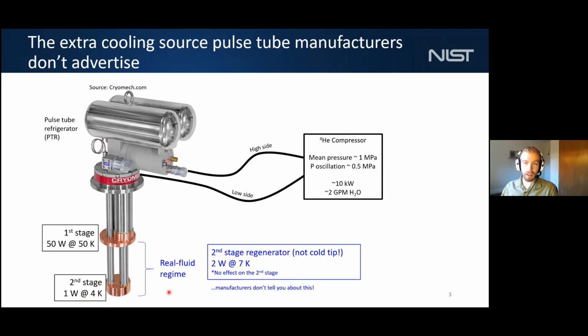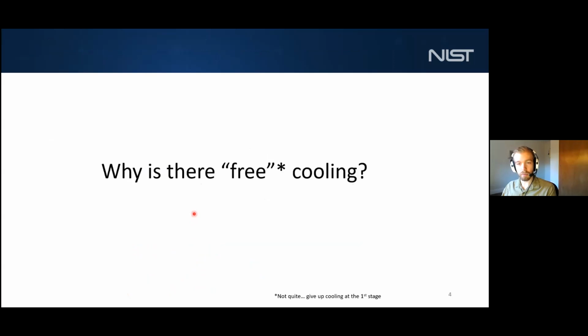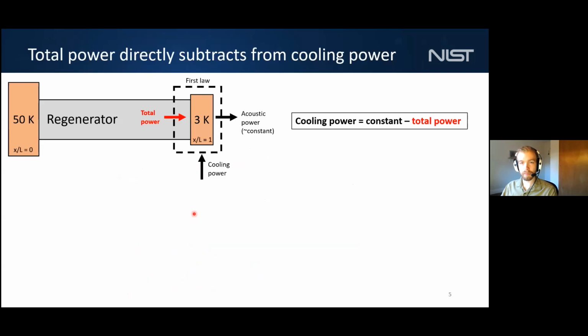And the reason why this cooling is available is because the helium in this regenerator is operating in the real fluid regime. So let me get into that in a bit more detail. Why is there this free source of cooling? And to explain that, I have to introduce a concept called total power. And this is a schematic of our regenerator, that second stage regenerator I mentioned. It's operating between about 50 Kelvin here on the left and 3 Kelvin on the right.